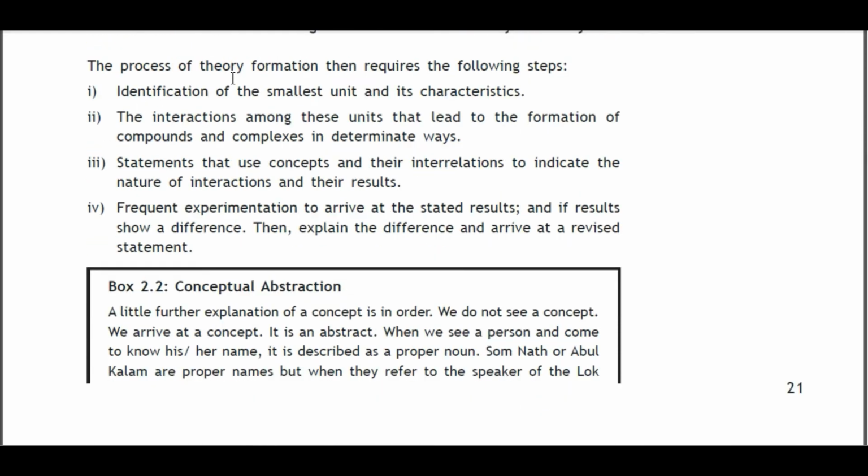The process of theory formation then requires the following steps. First, identification of the smallest unit and its characteristics. Second, the interactions among these units that lead to the formation of compounds and complexes in determinate ways. Third, statements that use concepts and their interrelations to indicate the nature of interactions and their result. And fourth, frequent experimentation to arrive at the stated result. And if the result shows a difference, then explain the difference and arrive at a revised statement.